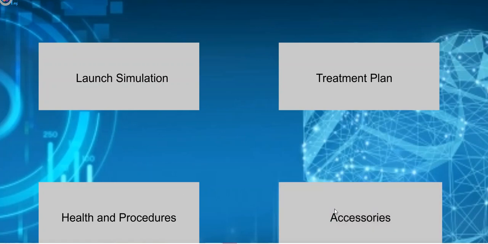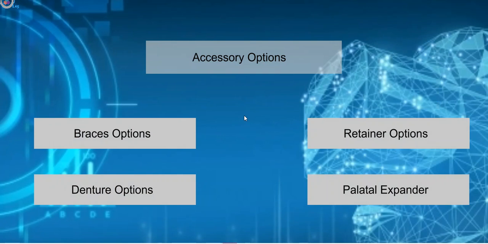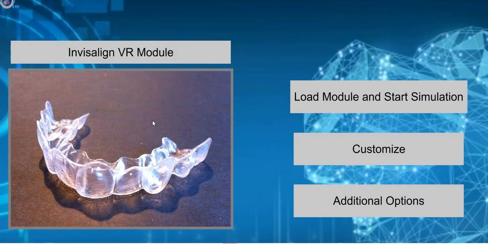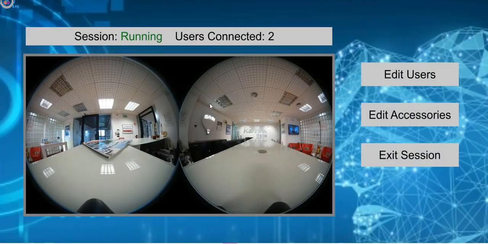So we're going to talk about using accessories today as our final option. And what you see here is specifically braces options. So we'll go ahead and click on braces, and we're able to search a database of braces to see how a mouth will look with certain braces. We can select Invisalign, and then it's going to bring up a little screen about what Invisalign is and what it looks like, giving a little information to the user. Then the user is allowed to load the Invisalign module in and start the simulation of their mouth. This is going to bring the user into the VR experience, and from here they're able to look around and check out what their mouth would look like with the appliance in place.